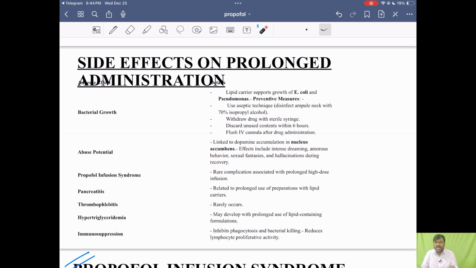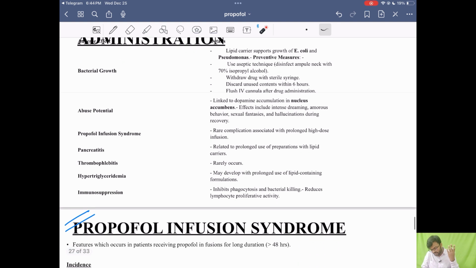It is a triglyceride compound, so it can also lead to pancreatitis, because the preparation is a lipid compound. It can cause hypertriglyceridemia. It's a thick solution.